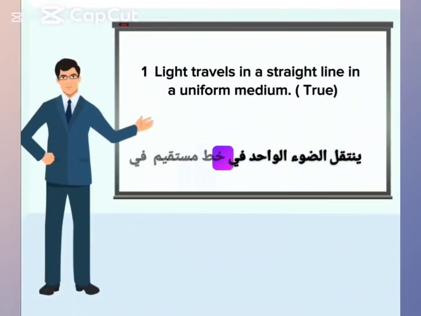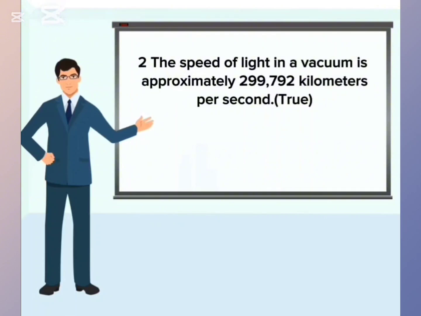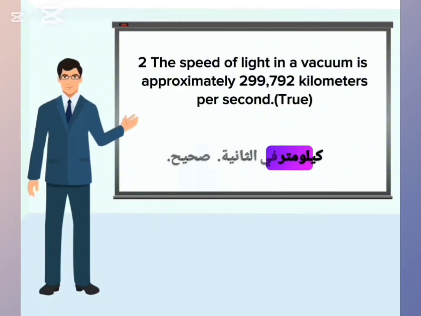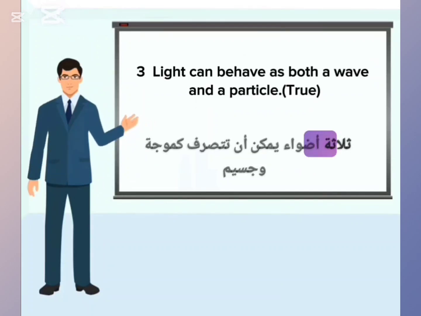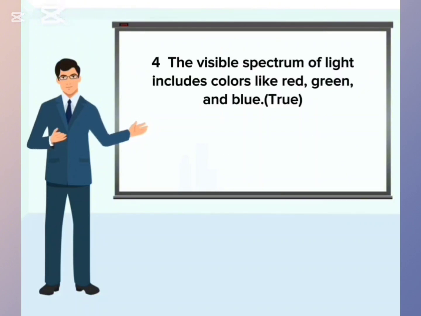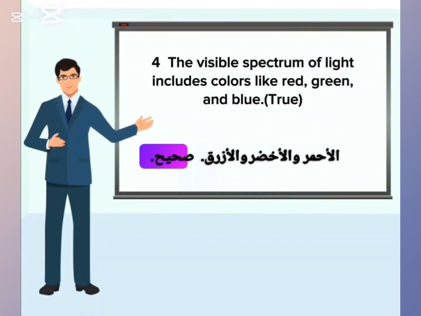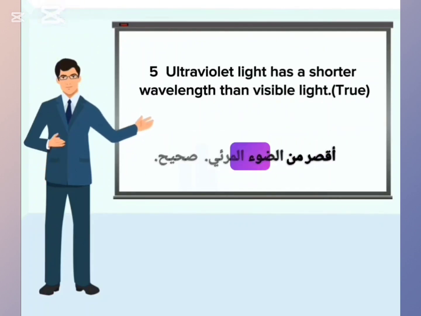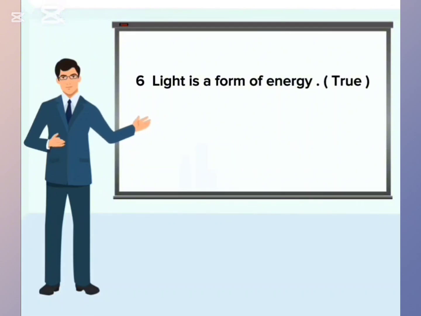1. Light travels in a straight line in a uniform medium. True. 2. The speed of light in a vacuum is approximately 299,792 km per second. True. 3. Light can behave as both a wave and a particle. True. 4. The visible spectrum of light includes colors like red, green, and blue. True. 5. Ultraviolet light has a shorter wavelength than visible light. True. 6. Light is a form of energy. True.